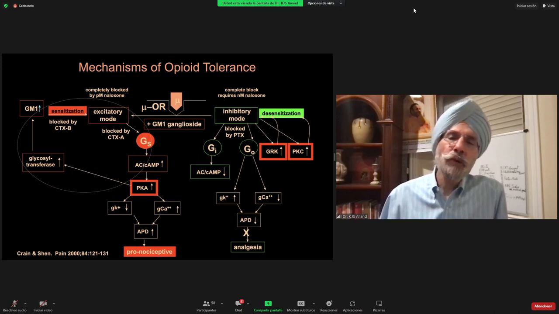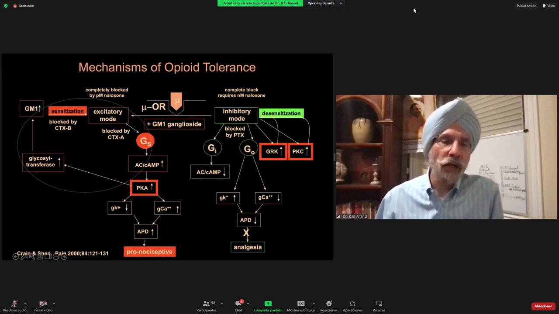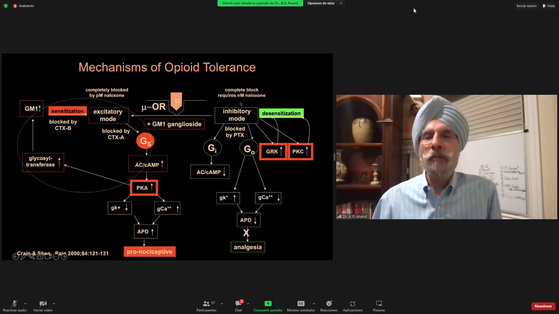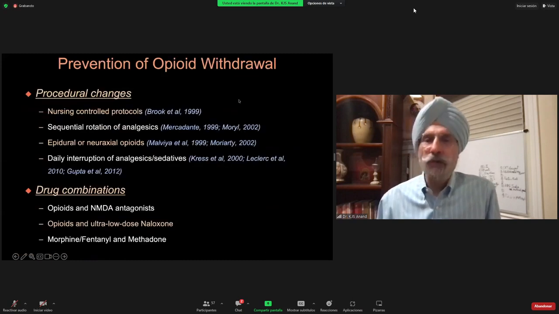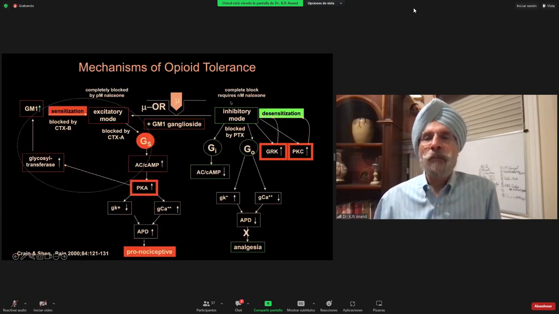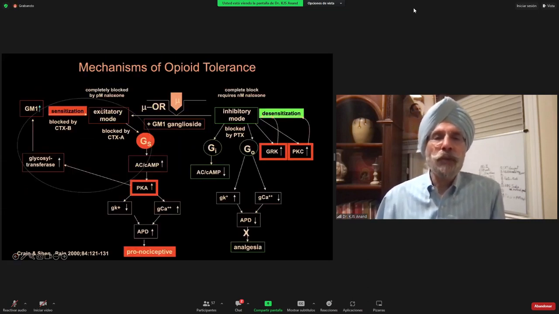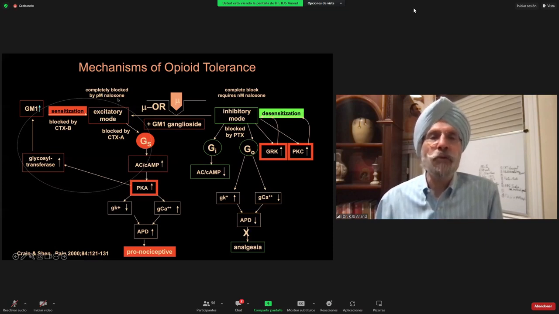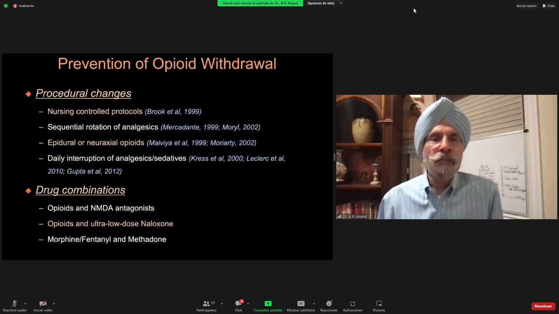So what was noticed by Stanley Crane and his postdoc, Yangjin Shen, was that receptors that are in the inhibitory mode can be blocked by nanomolar concentrations of Narcan or naloxone. Whereas receptors that are coupled with the stimulatory G protein are completely blocked by picomolar concentrations of naloxone. So this is a 1,000-fold lower concentration than what is required.